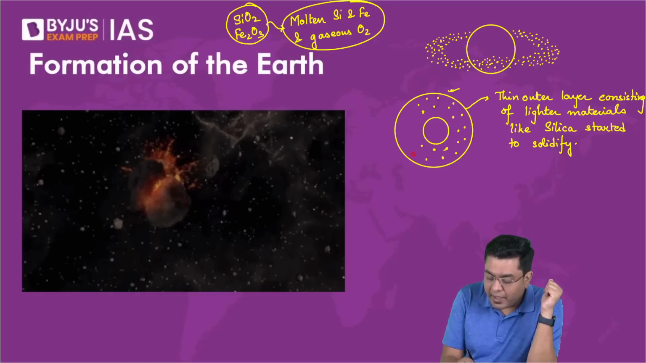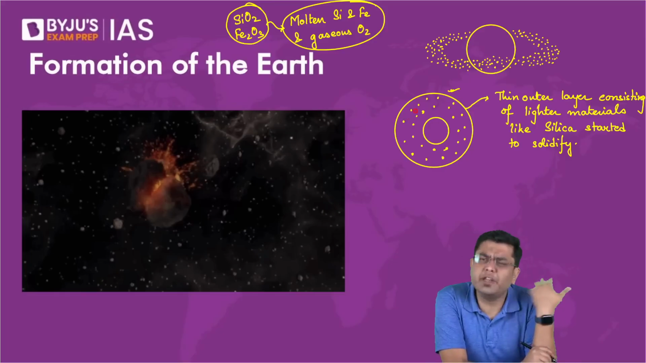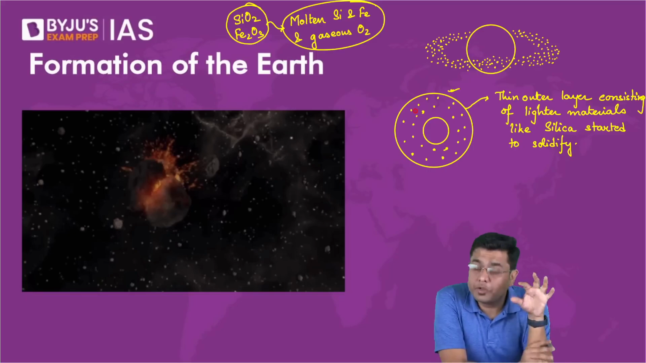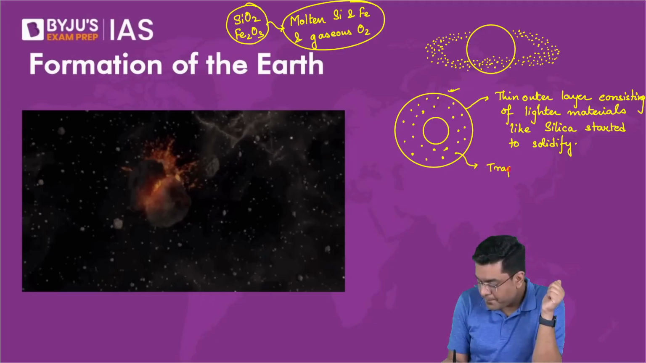Now, the solid outer surface was not as hard as the surface is today. Today, the surface is much harder because it has cooled down, obviously. At that point of time, it was just cooling down, so the surface was still weaker. So these gaseous materials, these trapped gases, rise to the surface.